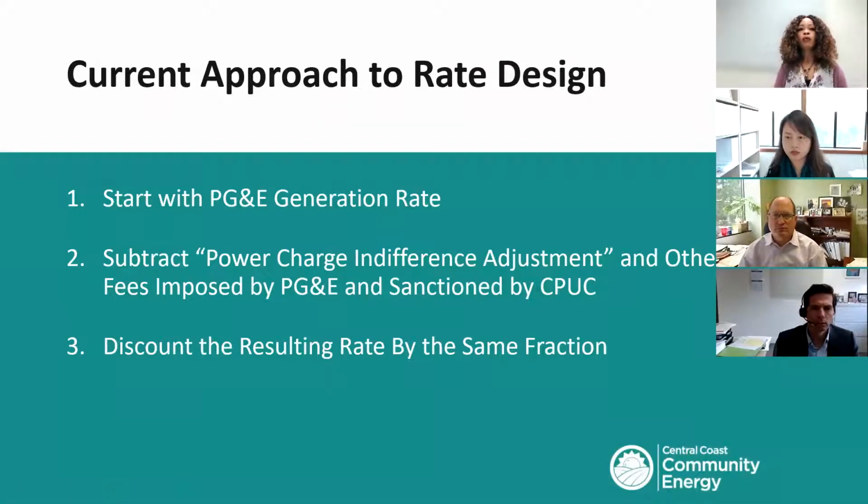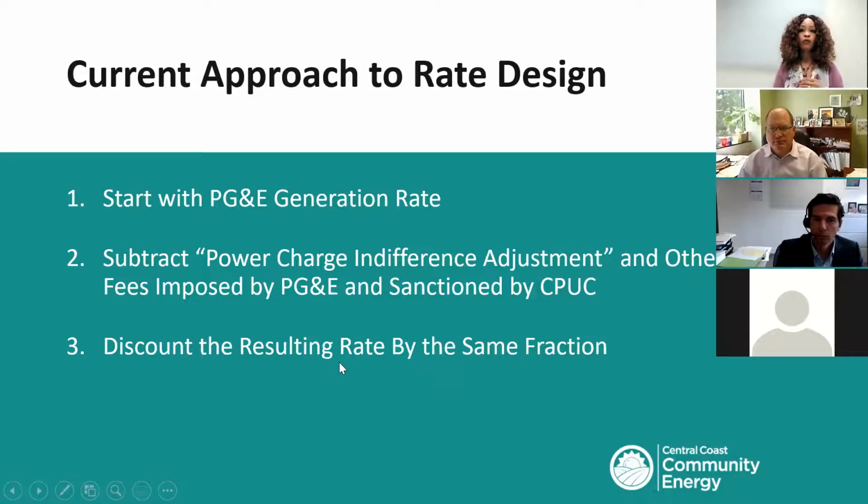With 3CE, we started our rate design with a model that was really designed to take advantage of first looking at PG&E's existing generation rates and what they were billing for energy at that time. We would then subtract the power charge adjustment and any other fees that are imposed by PG&E and sanctioned by the CPUC. And then we would discount that resulting rate by the same fraction, and that was across all customer classes. So what was determined to be the percentage to be discounted in that year would be discounted the same across the board for all customers.